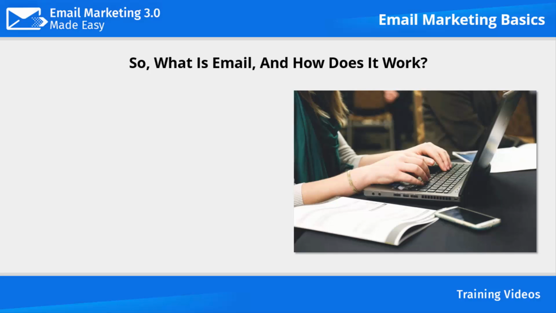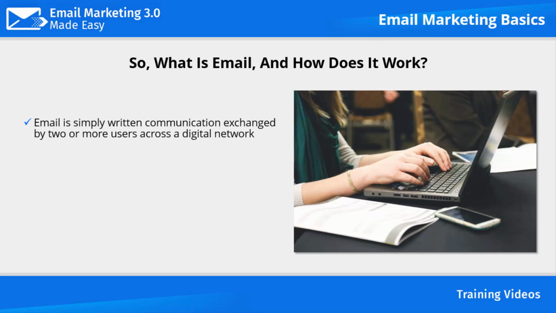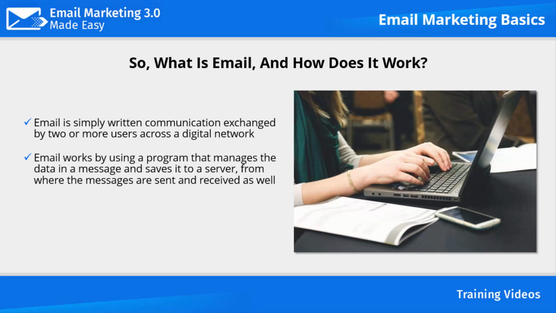So, what is email and how does it work? Email is simply written communication exchanged by two or more users across a digital network. More specifically, it is an electronic message that can contain text, images, and other types of attachments such as documents, and which is sent through a connected network to a person or a group of people. Email works by using a program that manages the data in a message and saves it to a server, from where the messages are sent and received as well. Most people nowadays, though, use online email services such as Outlook and Gmail, which allow them to design and send their emails the easiest way possible, without having to worry about server maintenance and other technically complicated stuff.